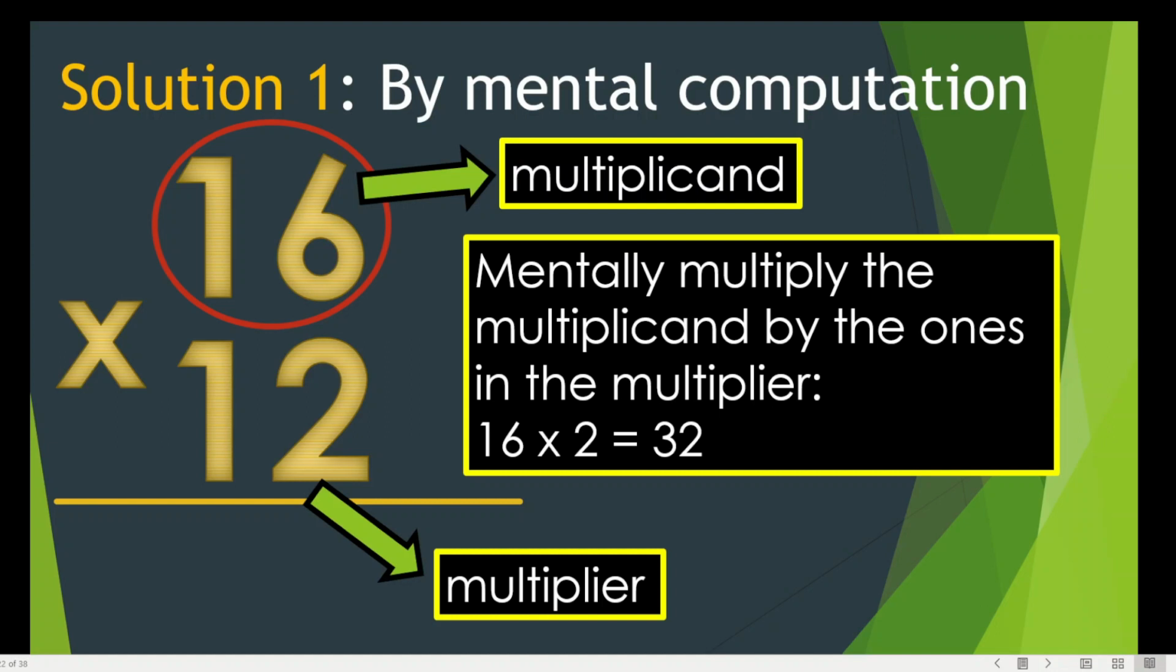So what number is in the ones place in the multiplier? This is 2. So 16 times 2 equals 32. This is the first step: mentally multiply the multiplicand by the ones in the multiplier. So we have 16 times 2 equals 32.